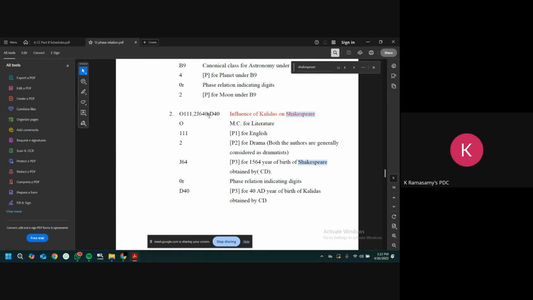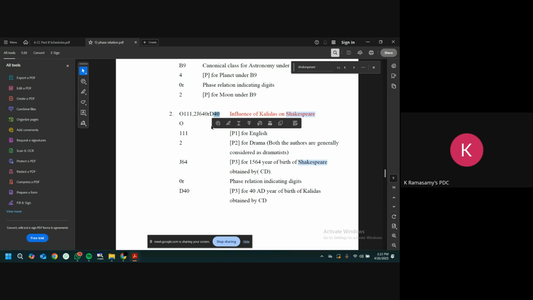Now, what is the relation symbol? Influence symbol. This is R. R stands for relation symbol. What is the number for Kalidasa? We need to find out the year of birth. Year of birth, we don't know. At least we know that he was born in this particular epoch. So D40. D40 is the epoch of the decades of birth of Kalidasa, as we have assumed. So this way, work of Shakespeare, work of Kalidasa, how it is being influenced using the phase relation number can be constructed.